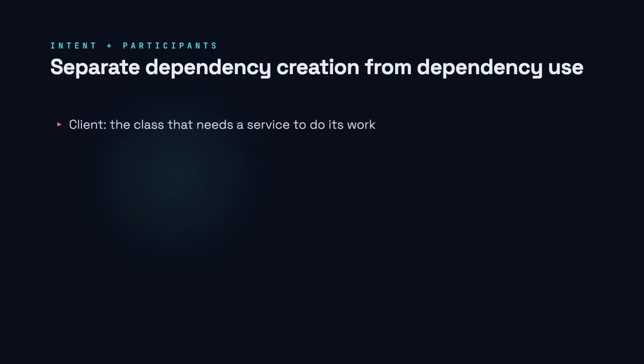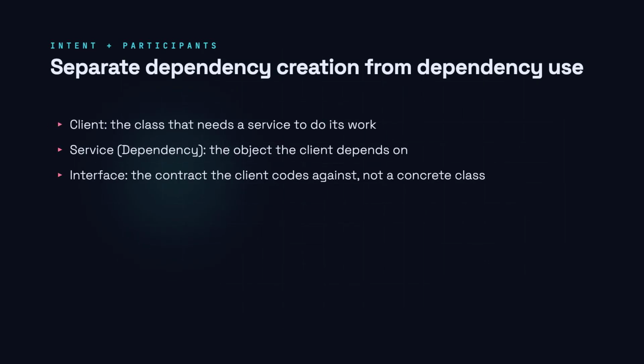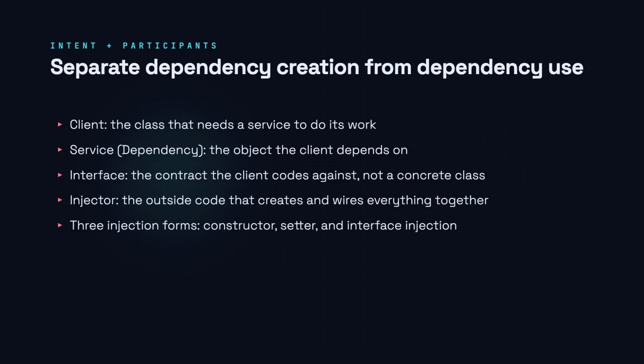The pattern has four named participants. The client is any class that needs help to do its job. The service is whatever it needs: a database, a logger, an API client. Crucially, the client only knows the service through an interface, not the concrete type. And the injector, sometimes called a container or assembler, is the code that actually builds the service and hands it to the client. The most common form is constructor injection, where the service arrives as a constructor parameter.